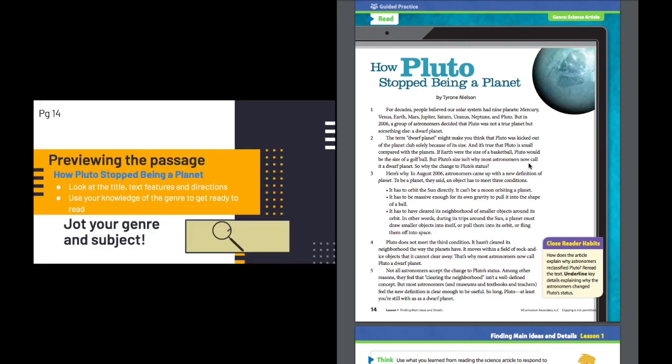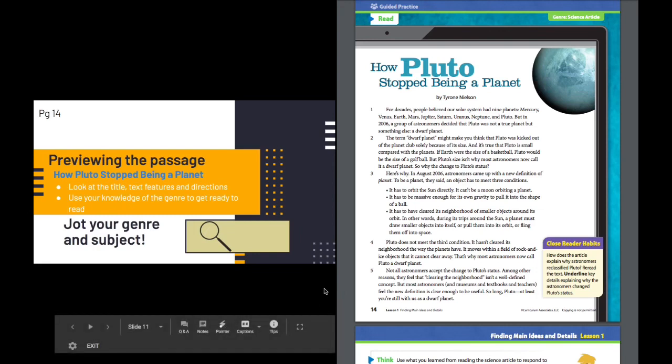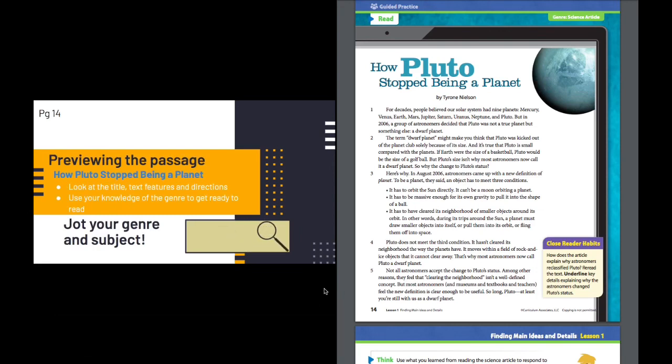So first you're going to preview the text. So go ahead and pause the video, jot your genre and subject by previewing the text on your lined piece of paper. Remember that you're looking at the title, the text features, and the directions. There are no directions here, but just remember to look at those two things, okay? And think about what is my genre and my subject.